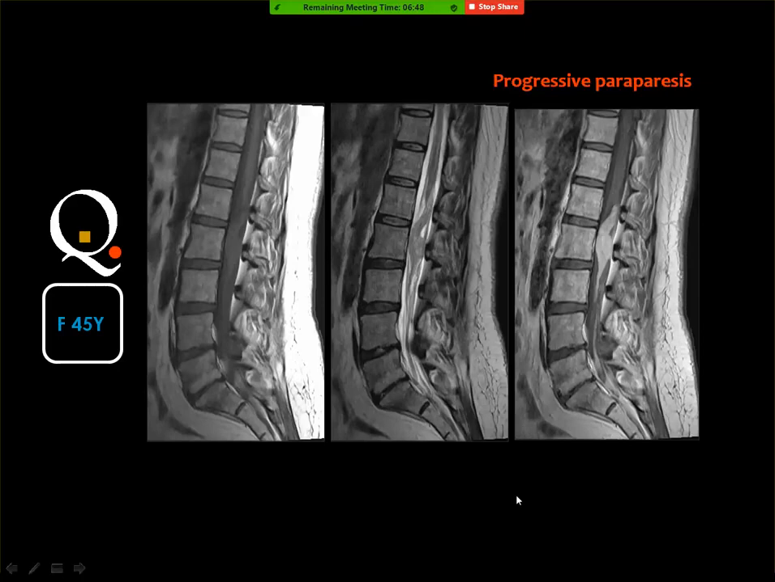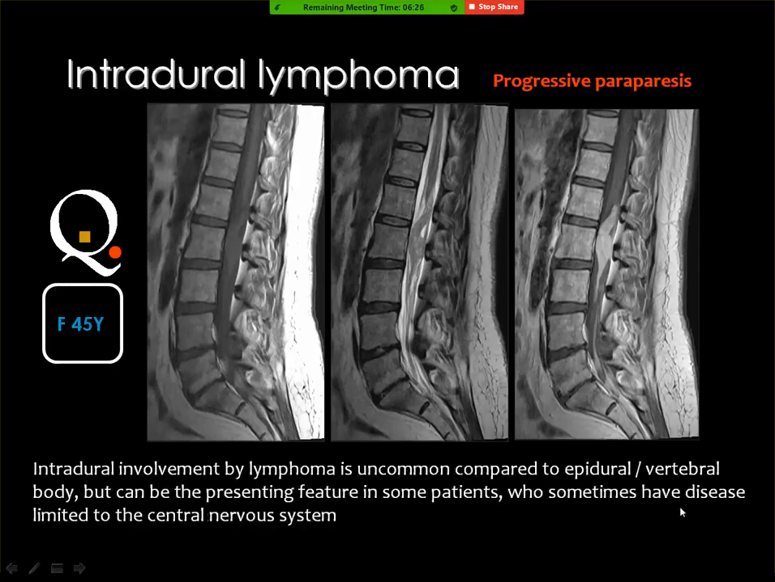Is it a meningioma? Maybe it has meningioma. Is it a myxopapillary ependymoma? Yes, it may represent a neurofibroma or a phylum ependymoma. And this case has proven to be an intradural lymphoma. Intradural lymphoma is rare and is not included in the differential diagnosis. But you may remember that it is not common.